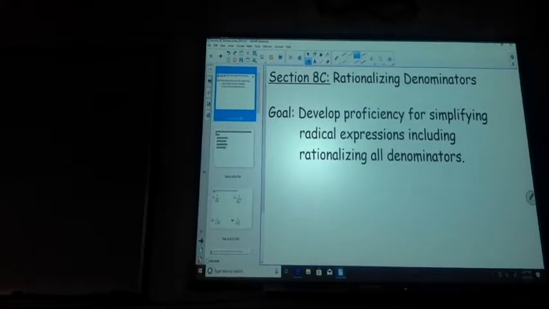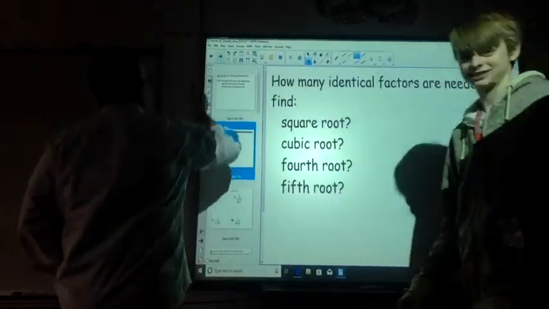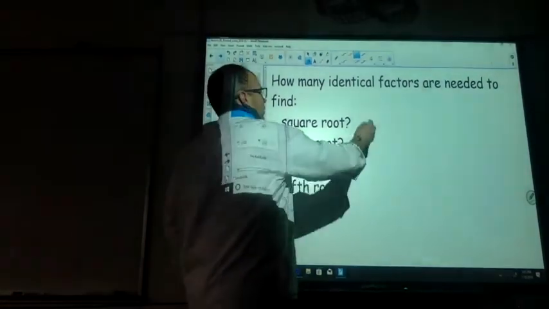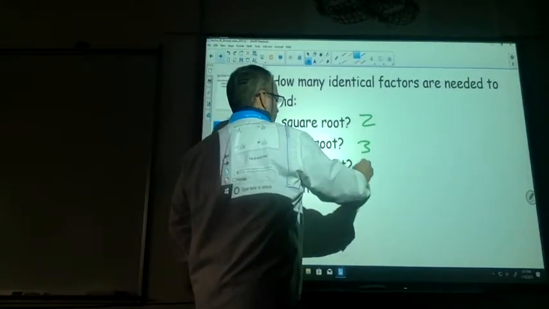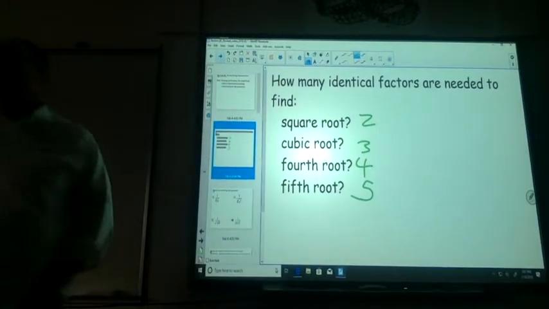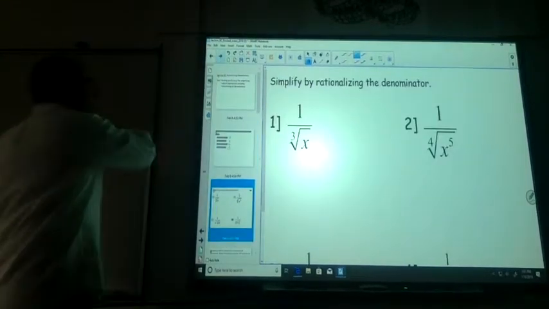Are there factor keys included in this today? Kind of. All right. So how many? You're looking for 2 of a kinds, 3 of a kinds, 4 of a kinds, 5 of a kinds. It keeps going. So that's all we're doing with that. So that's pretty simple.